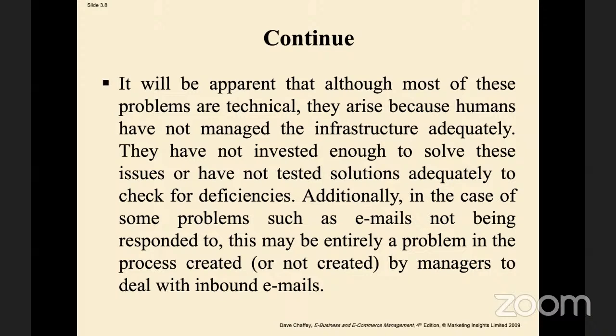So for the companies, it is a loss because they don't work on their efficiencies in terms of cutting their budgets and other negligence. They cannot overcome their deficiencies. Additionally, in the case of some problems such as emails not being responded to, this may be entirely a problem in the process created or not created by managers to deal with inbound emails.